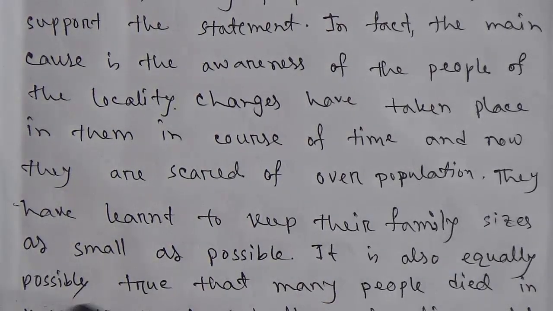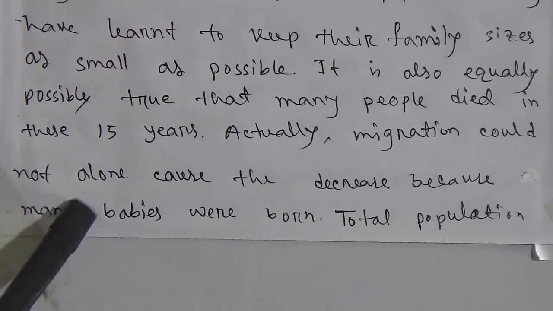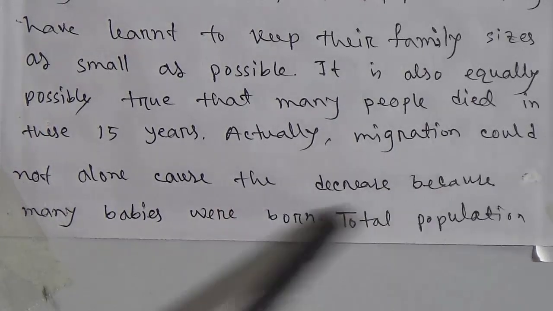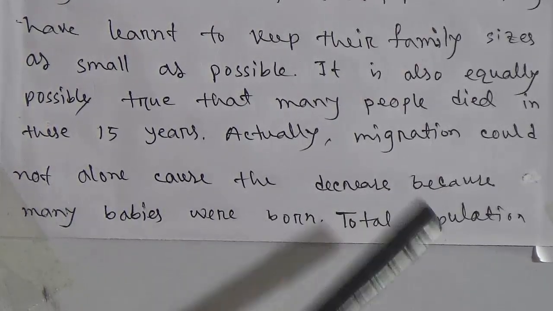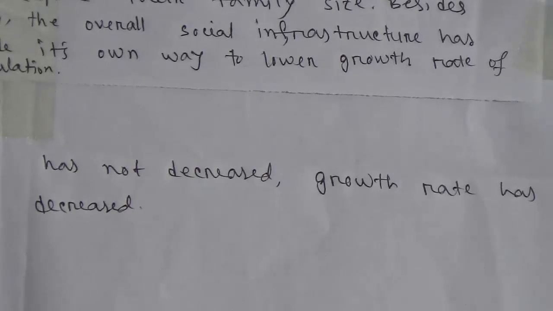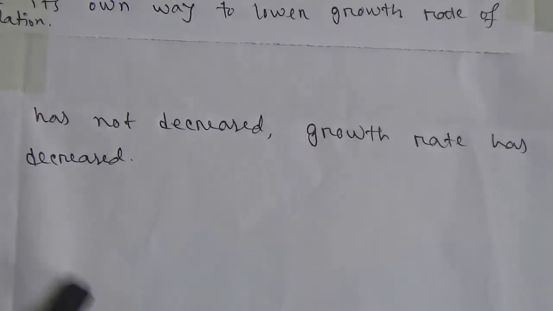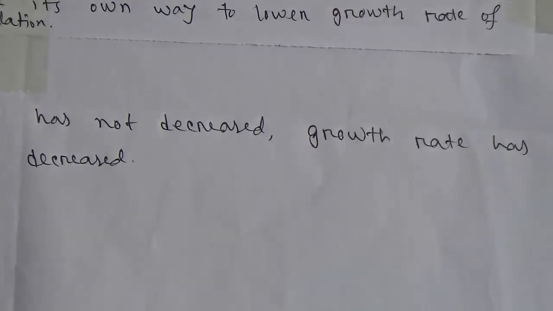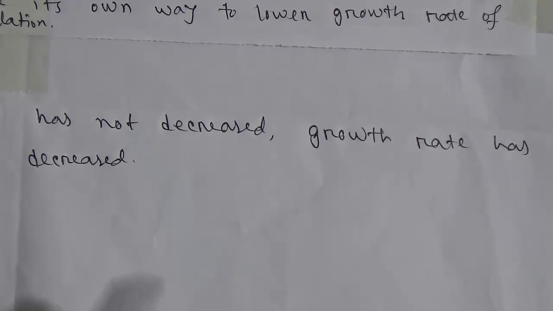It is also equally possibly true that many people died in these 15 years. Actually, migration could not alone cause the decrease because many babies were born. Total population has not decreased, growth rate has decreased. So through migration or through this process of population growth, actually population did not decrease, the growth rate has decreased, right? When the growth rate keeps decreasing in the long run, the population will decrease.